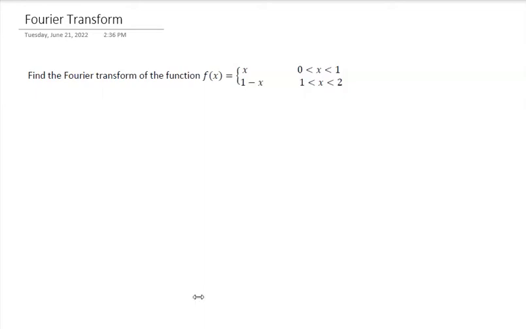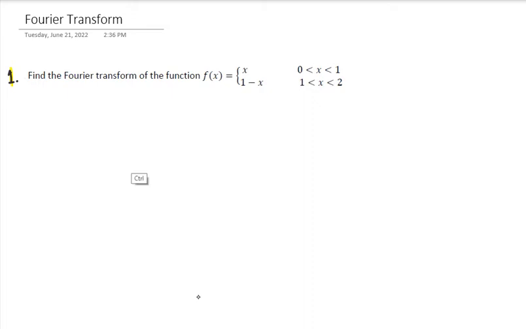Hello, in this video we will see how we evaluate the Fourier transform for the function f(x), which is defined as x when x varies from 0 to 1, and 1 minus x when it varies from 1 to 2. For the rest of the portion it's 0. Okay, so we need to find the Fourier transform.